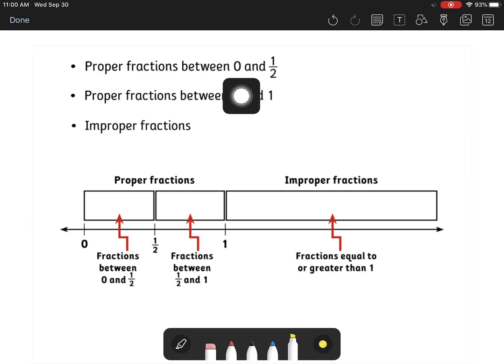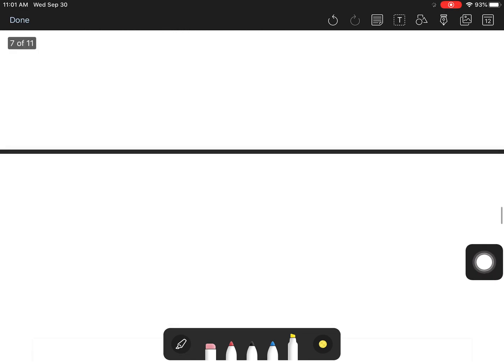So proper fractions that are between 0 and 1/2, they're going to have us fill in some of these things. So if we decide that it's less than 1/2, we're going to put it in this box. If we think that it's bigger than 1/2, but less than 1, so it's still a proper fraction, we're going to put it in this box. If it's equal to 1 or greater than 1, we're going to put it over here.